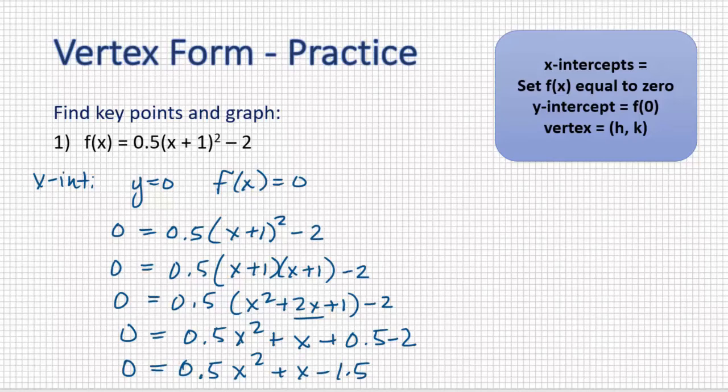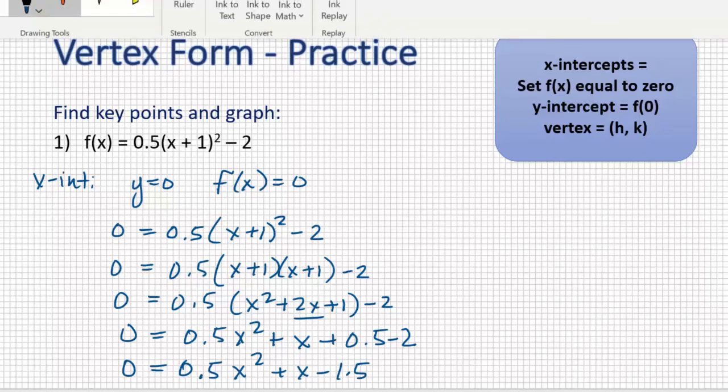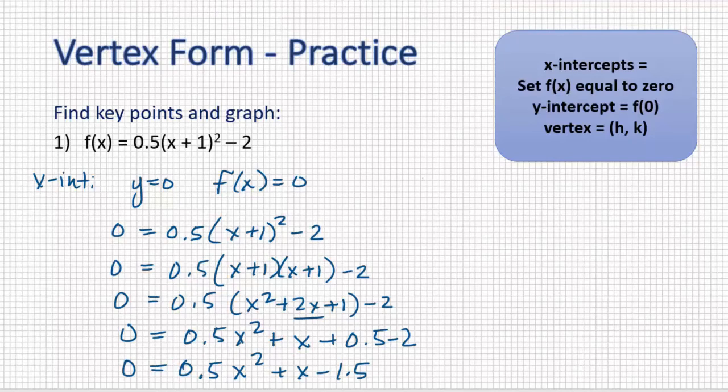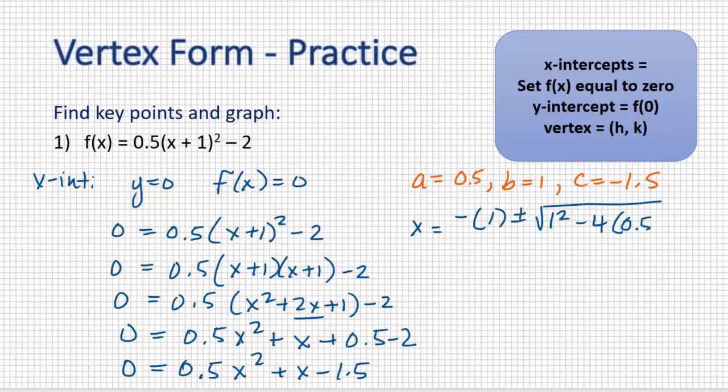Now that we're in standard form, we can use the quadratic formula. From standard form, we see that a is equal to 0.5, b is equal to 1, and c is equal to -1.5. That allows us to solve for x. So x is equal to -b, or -1, plus or minus the square root of b squared, or here 1 squared, minus 4 times a, or 0.5, times c, -1.5. All of that is divided by 2 times a, or 2 times 0.5.